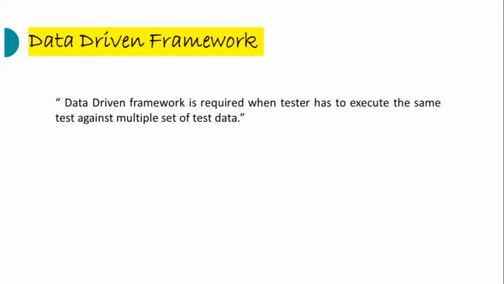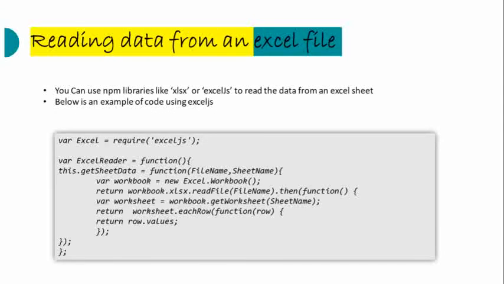and you have to produce the results for all those data sets. So for that, you will have to read the data from an Excel file, and then use the Jasmine data provider, or you can also use the forEach method to run the same test case for different data sets that you have placed in the Excel file. For this, you can watch my other video in the playlist, and then you will understand how to perform data-driven testing in Protractor.